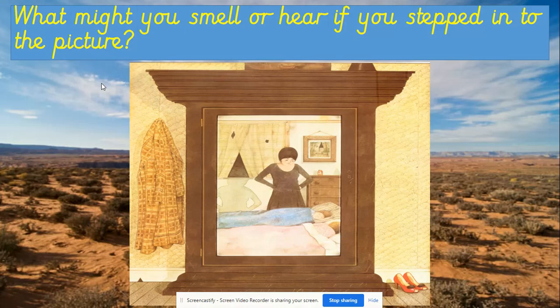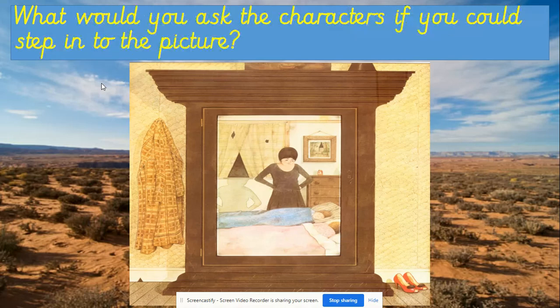If you could step into the picture and you were in this scene, what might you smell or hear? How would you feel? If you could talk to the characters, what might you ask them? If I'm looking very carefully, does the lady who's looking down on the children look happy? Does she look like she cares about them? To me, she maybe has a slightly sterner face, and I might ask her, have the children made you angry? Have they done something to upset you?